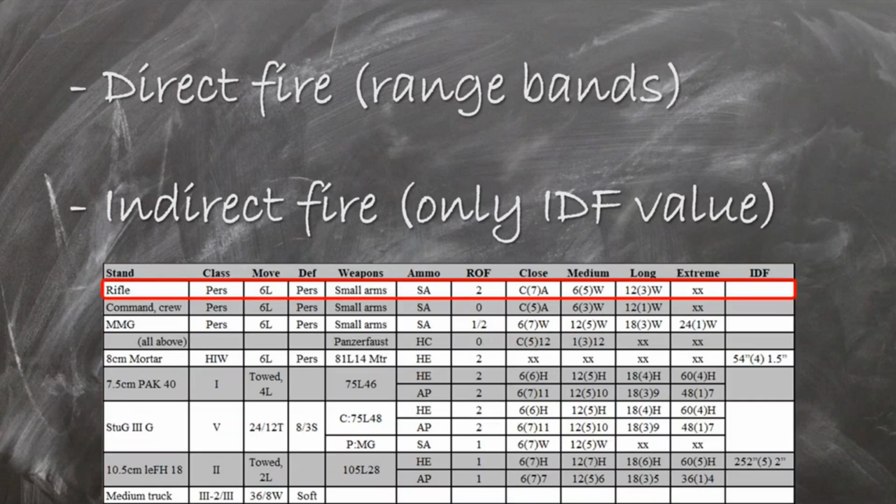So here you can see the rifle stand here has some range bands here, close, medium, long, and extreme, and it has numbers there, so it's able to do direct fire. However, it can't do indirect fire. Whereas the 8cm mortar doesn't have any data in the range bands, but it does have indirect fire values.